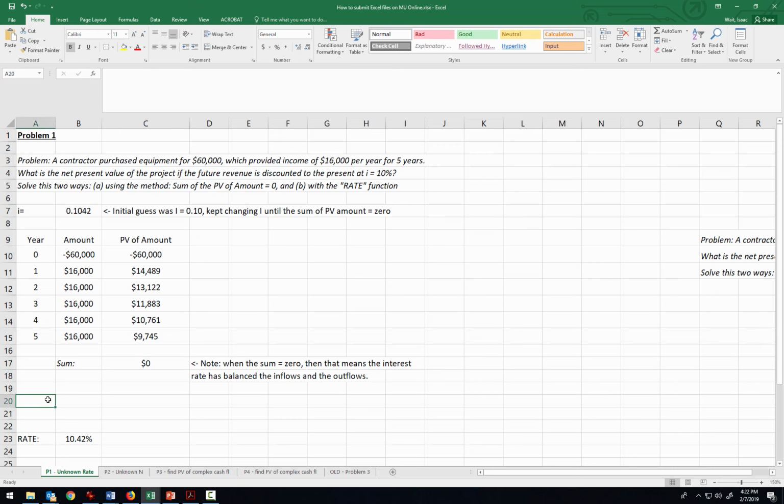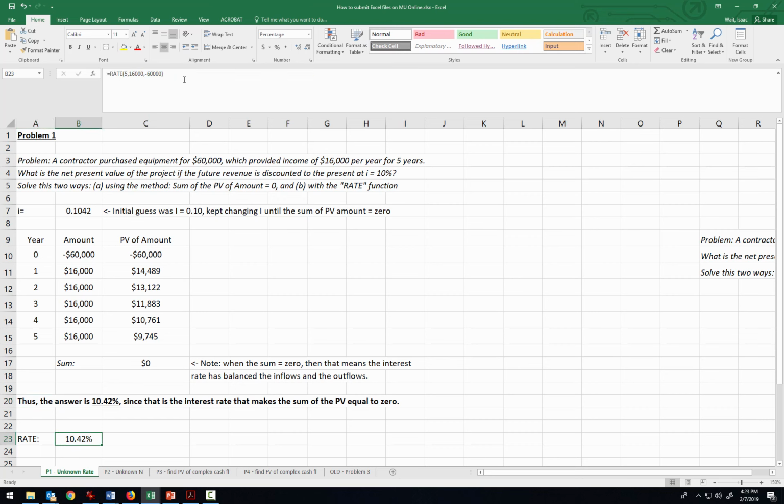Finally, let's answer the question. In part A, it says here, solve for this interest rate using the method sum of PV amount equals 0. So thus the answer is 10.42%, since that is the interest rate that makes the sum of the PV equal to 0. You'll notice that this is already in bold, because I was working on this earlier. I might even bold and underline the numerical answer. You want to make it really easy for the grader to find what your answer is.